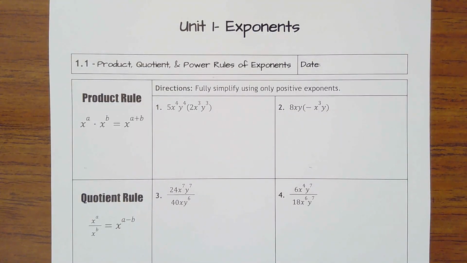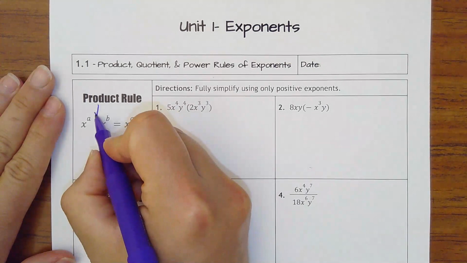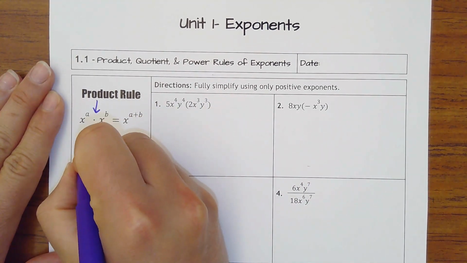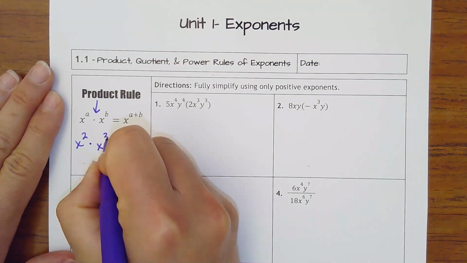Unit 1 is exponents, and in lesson 1.1 we're going to learn about the product, quotient, and power rules of exponents. So first we have the product. Product means you're multiplying exponents. This would be like having x squared times x cubed.